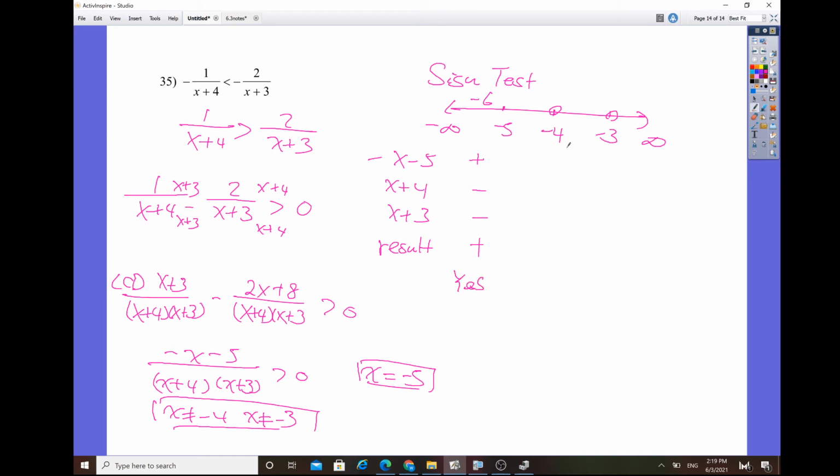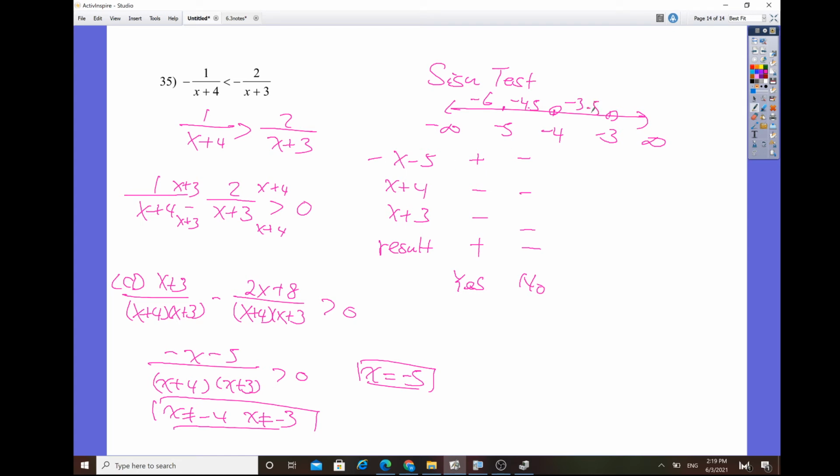In between negative 5 and negative 4, negative 4.5. So negative 4.5 minus 5 is still negative. Negative 4.5 plus 4 is still negative. Negative 4.5 plus 3 is still negative. So negative times negative divided by negative, then that's going to be all negative. Obviously, that we know.